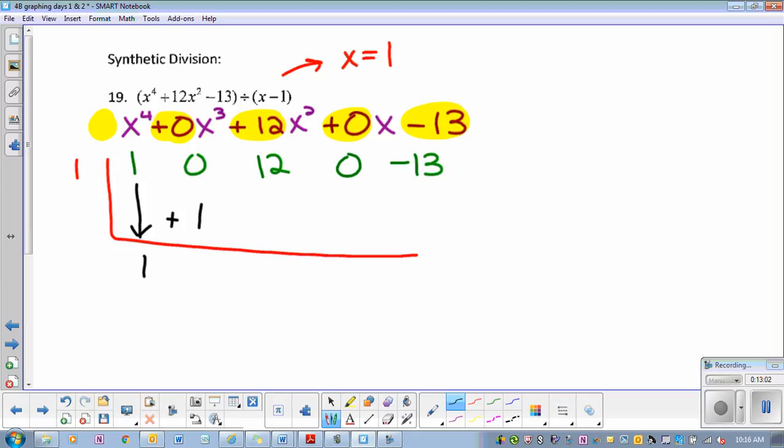Add it. What's 0 plus 1? And then multiply again. What's 1 times 1? And then you add straight down. What's 12 plus 1? 1 times 13. Add. 1 times 13. And then add 0. Good.